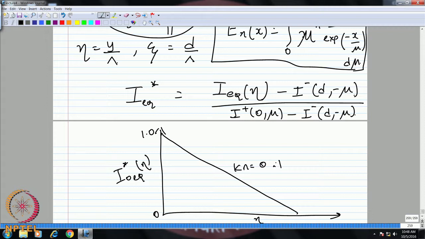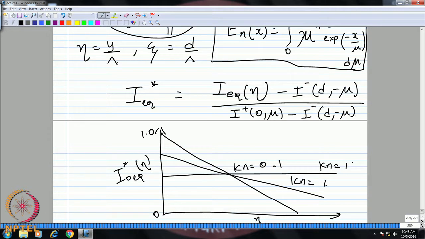This is similar to Fourier's law, a linear variation in temperature from one end to the other. Now, as your Knudsen number keeps increasing, this could be a Knudsen number of 1. Suppose you put a very high Knudsen number of 100, for example. In that case you get a perfectly flat line.